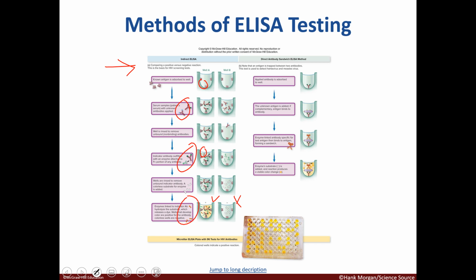In the direct sandwich ELISA on your right, a known antibody is adsorbed to the well. An unknown antigen is added, and if the antibody is specific to it, binding occurs. An enzyme-linked antibody is added, and it is specific for the test antigen. The substrate is then added, and if positive, a visible color change appears.